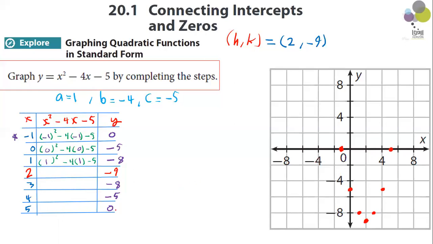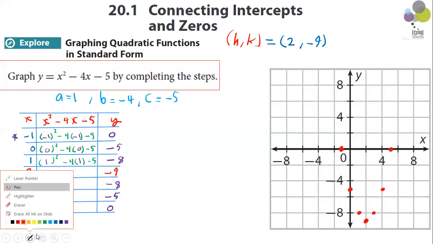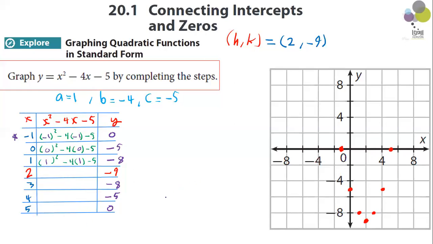And after that, we will draw a smooth graph. Okay, we'll draw a smooth graph to represent the parabola. Okay, like this.